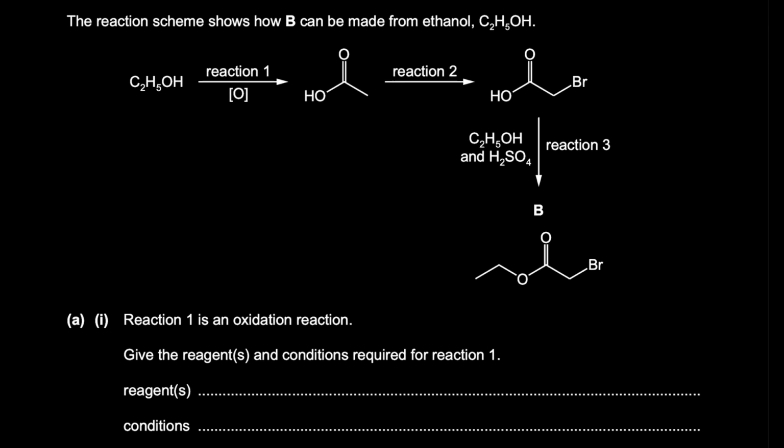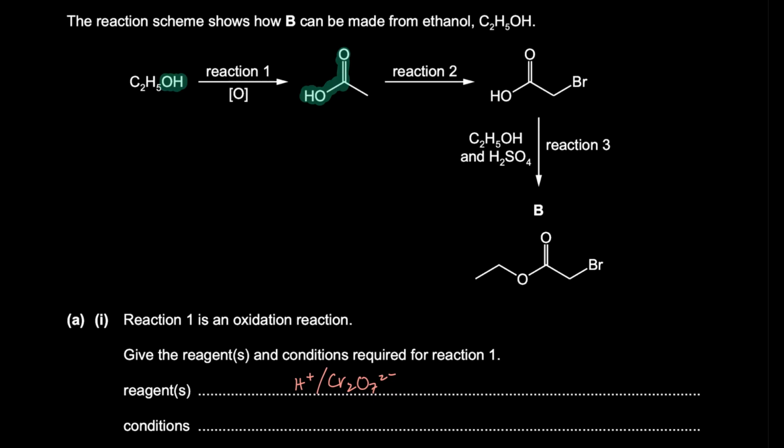Reaction 1 is an oxidation reaction. So here we're making compound B, starting with ethanol. Give the reagents and conditions required for reaction 1. What we're doing here is converting a primary alcohol to a carboxylic acid. So what are the reagents and conditions? We can use acidified manganate or acidified dichromate. That's the oxidizing agent.